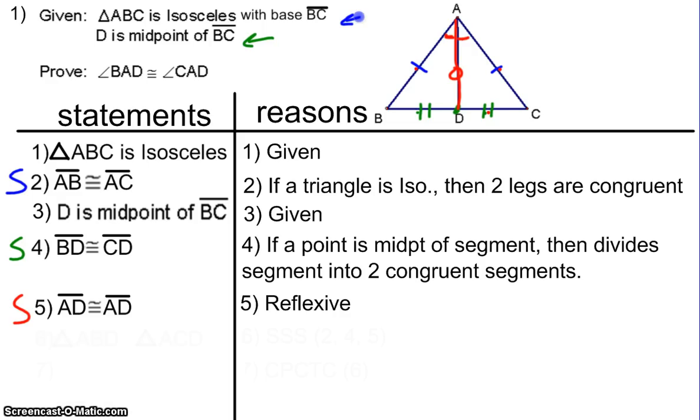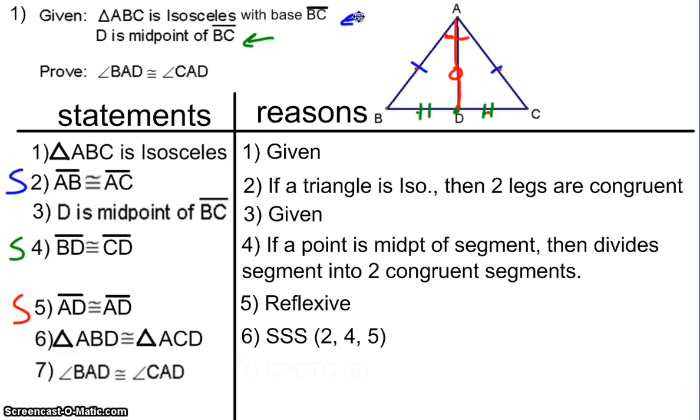Now we have all the pieces necessary to prove the triangles are congruent. And it's by side, side, side. And then we can say that the angles are congruent by CPCTC.